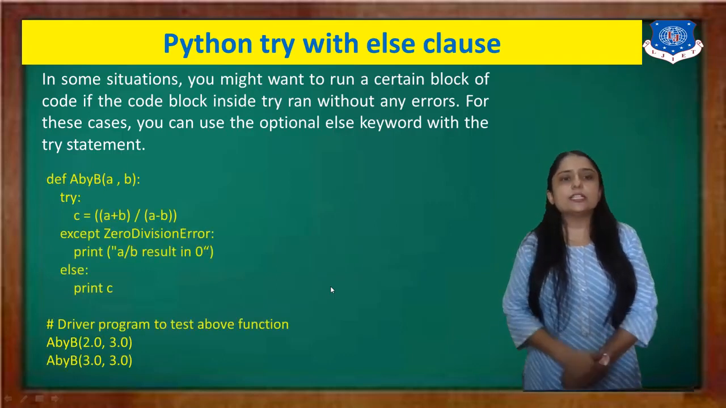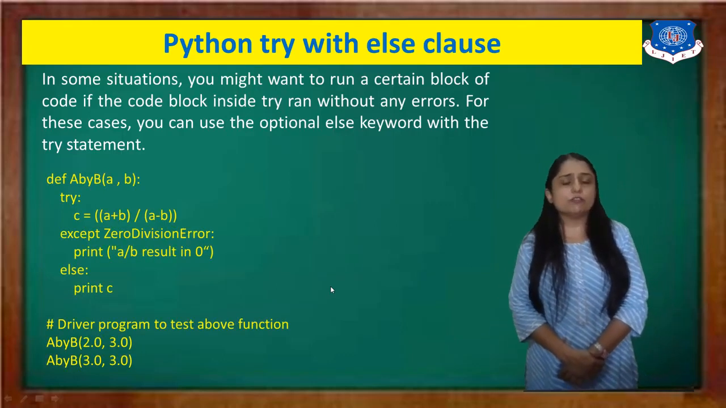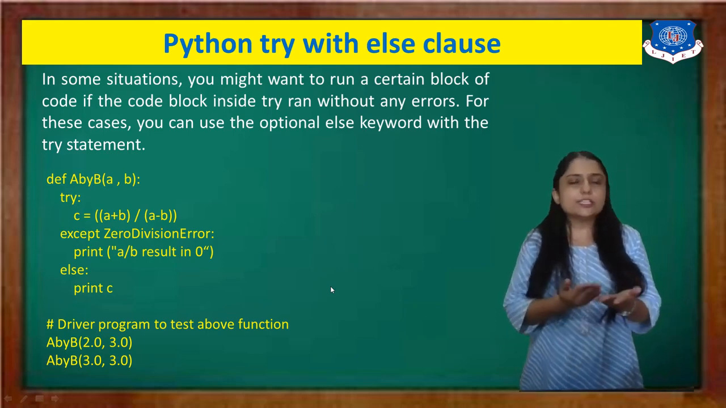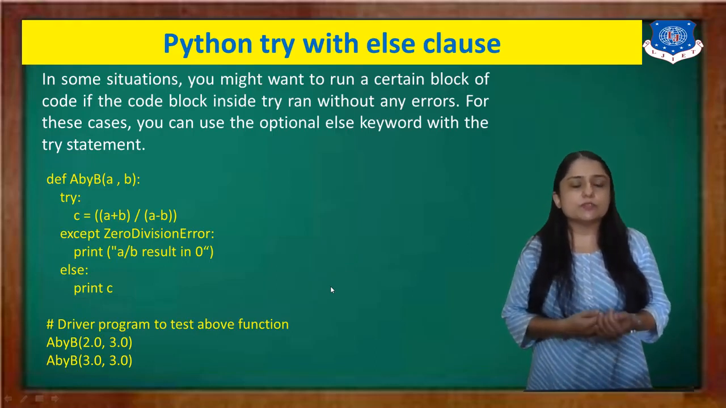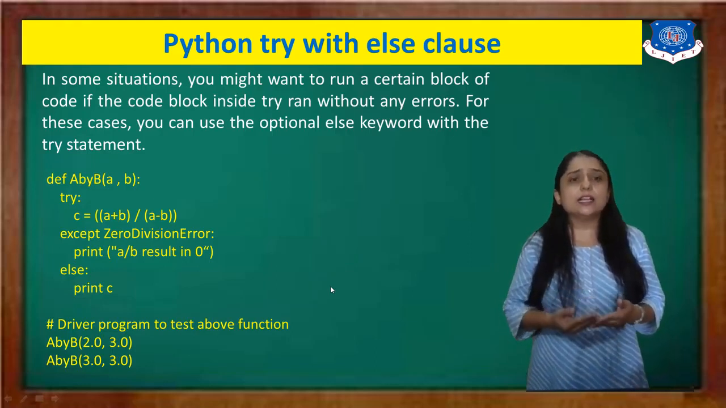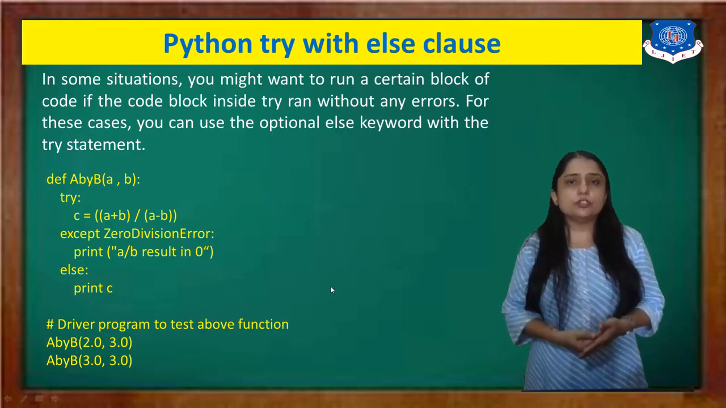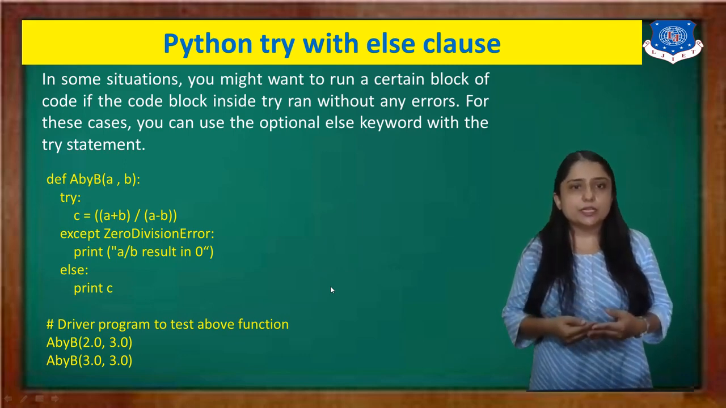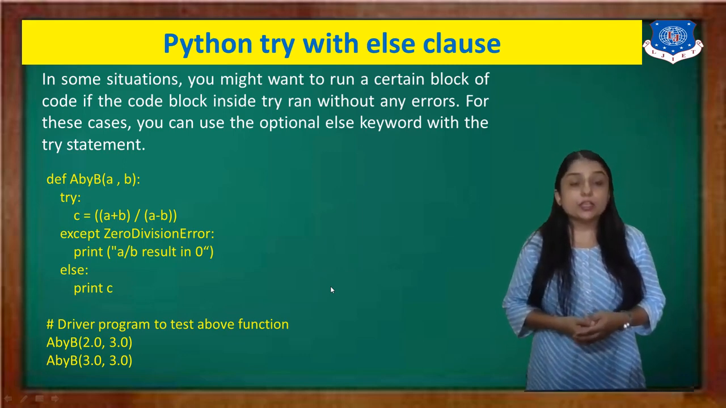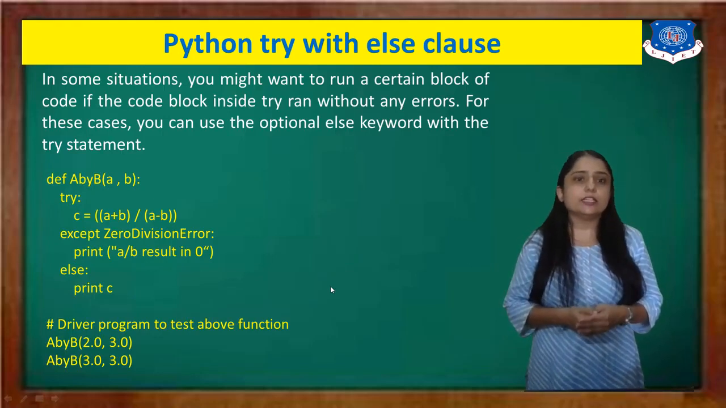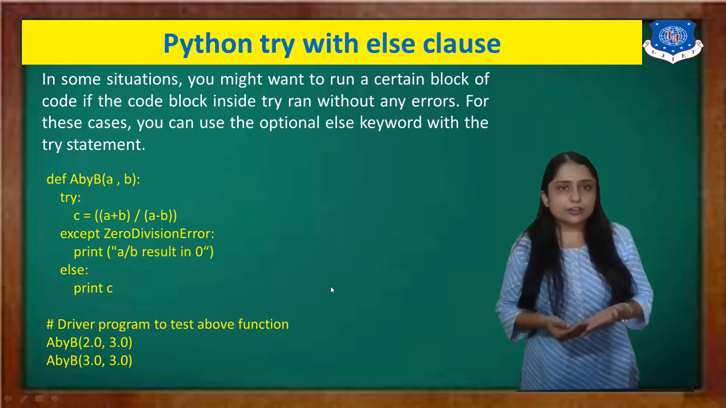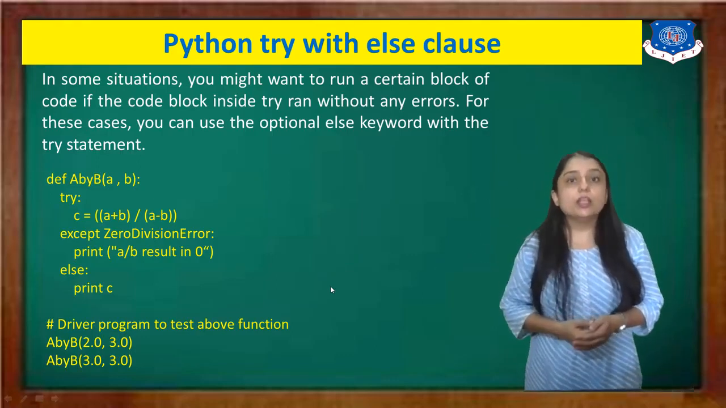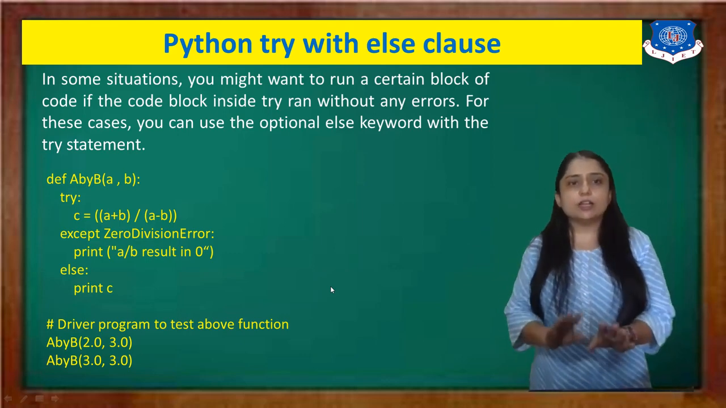For example, here I am considering one function. The name of the function is a by b, because I want to do the division. You can specify any name; it is not necessary to use this name only. Inside it I pass two values, a and b, because I want to divide them. Then in the try, c equals a plus b divided by a minus b. Then except ZeroDivisionError, print: if any zero division error occurs, it will print that a by b result is a 0. Otherwise, I simply want to print the value of c.